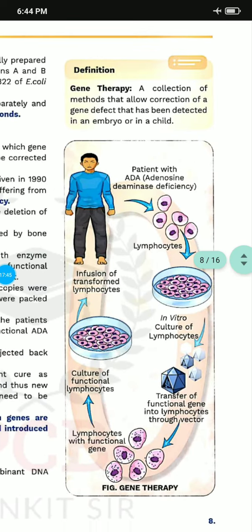Here the diagram shows a patient with ADA deficiency, from whom lymphocytes are taken. Inside the lab, the lymphocytes are cultured and the functional gene is transferred into them. Then these lymphocytes are cultured again to make copies, and the copies are infused back into the patient. So this is gene therapy, a collection of methods which allow the correction of a gene defect that can be detected in an embryo or a child.